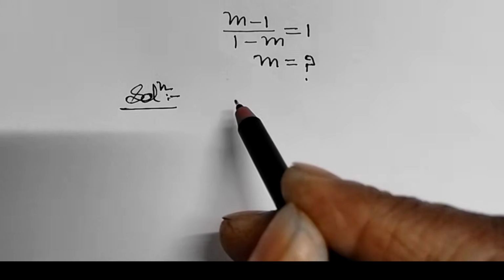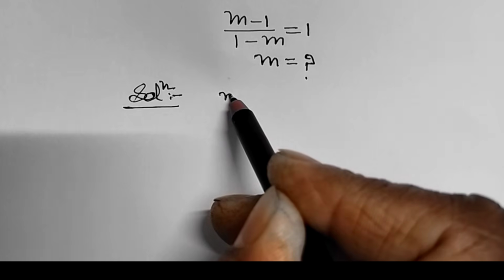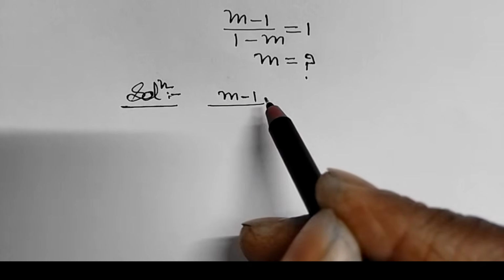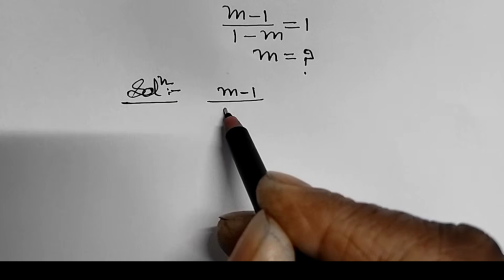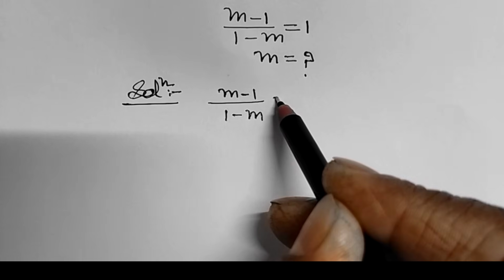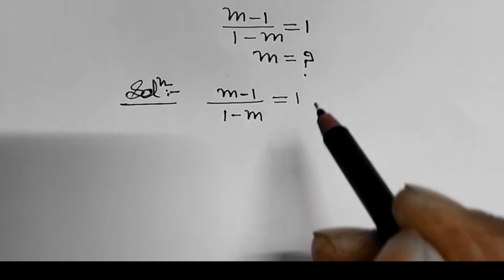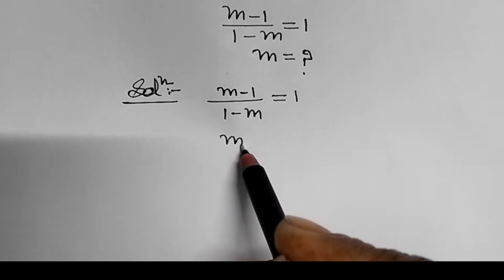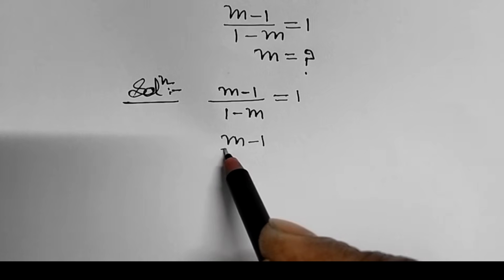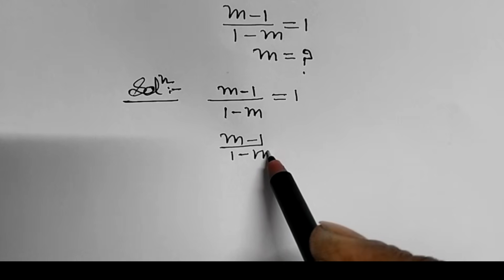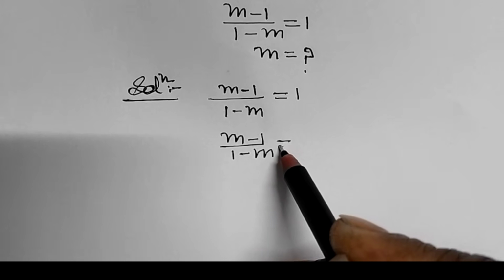First of all, we will have to write our given equation, that is (m minus 1) all over (1 minus m) equal to 1. Then this equation can be written as (m minus 1) all over (1 minus m) equal to 1 over 1.